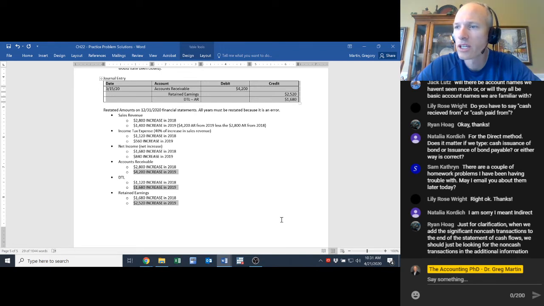When we add the significant non-cash transactions to the end of the statement of cash flows, we should just be looking for the... Yes, absolutely. There's additional information, so please make sure. There's not going to be 10 of them, right? There's going to be a couple, so just identify those few items. Make sure you write them in there, and you'll be fine.